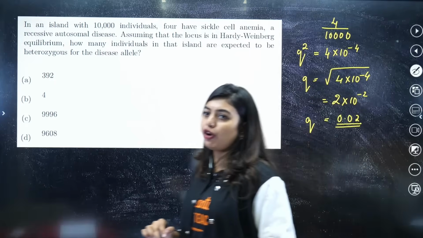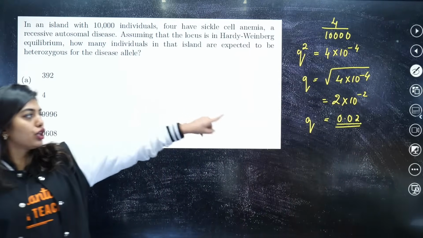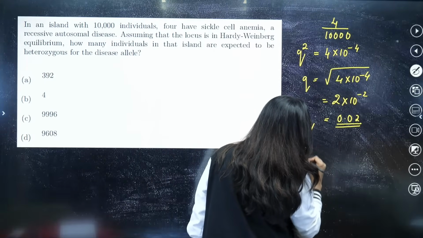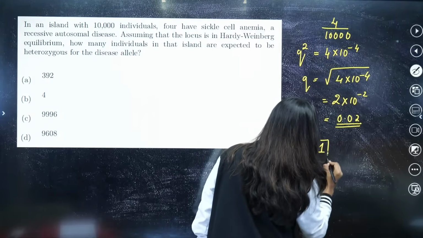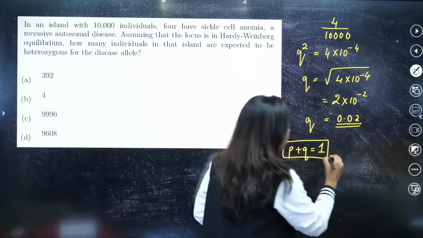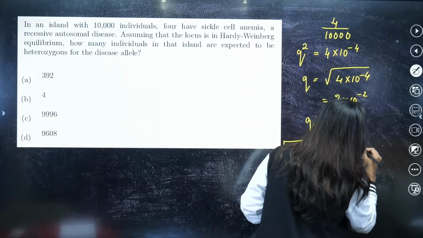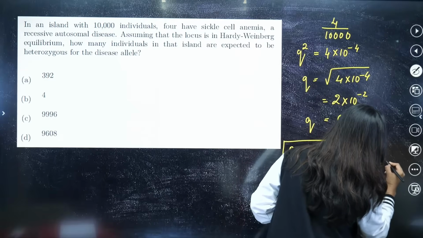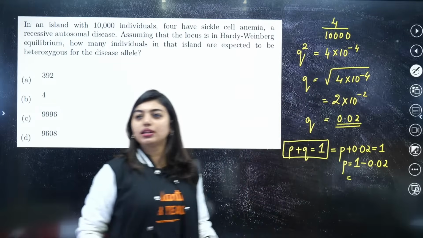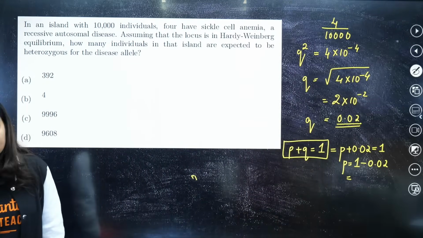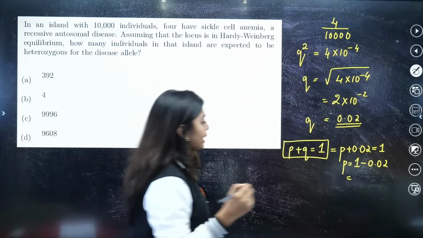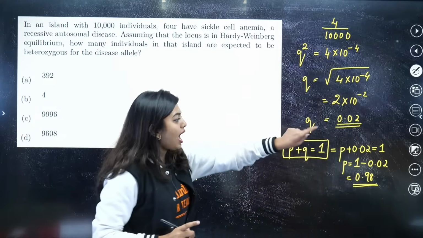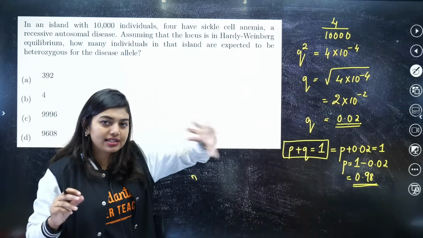Now, can you all find p for me? I found the q. Can you all find p for me? What is the formula? p plus q is equal to 1. That's the formula you have to substitute. So now I know the q value. So I will do p plus 0.02 is equal to 1, or p is equal to 1 minus 0.02. How much is that going to be? I want all of you to tell me the answer. Don't sit silently. Is it 0.98? 0.98? Okay.